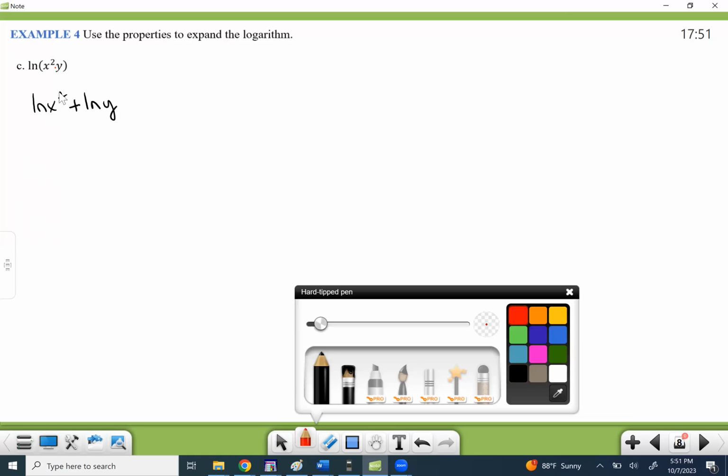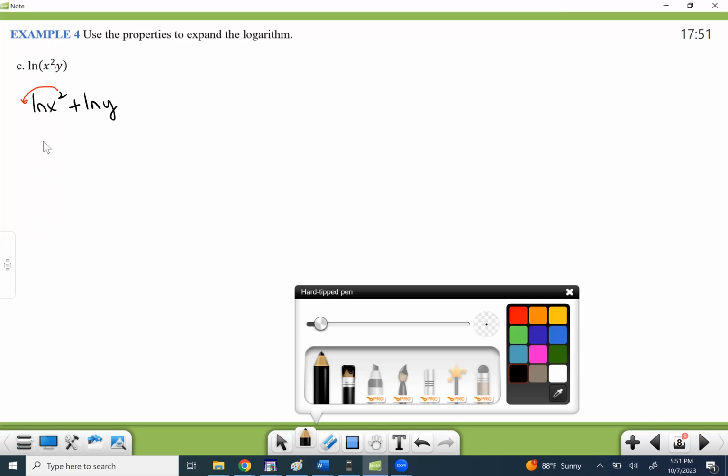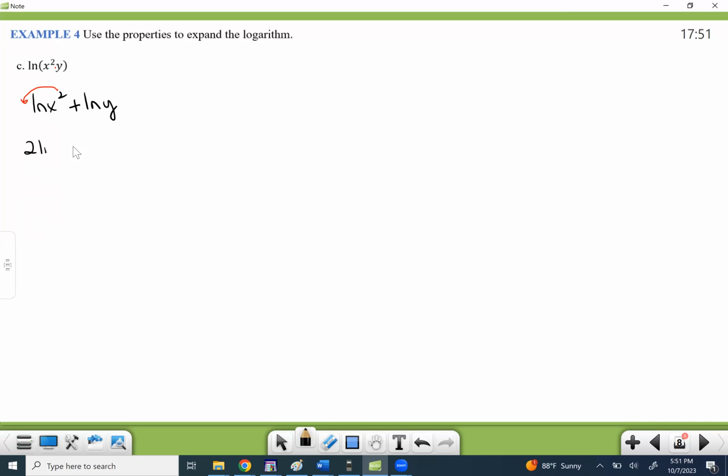And we've got to do everything we possibly can. So we still have one more property we can apply. We did the product, but now let's do the power. And let's bring that power to the front. There we go.